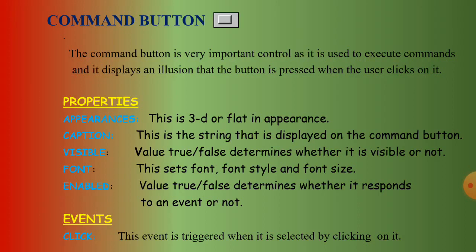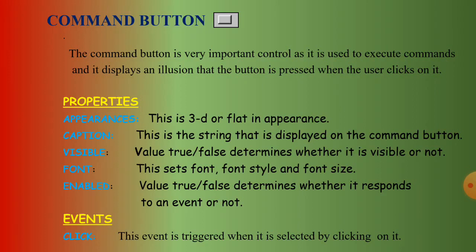So if you want to see the command button on the form designer window, then we must make it true. If you don't want to see the command button on the form window, we can make it false. Next, font. If you give any caption to that particular command button, we can change the font style and also the font size. That means we can increase the size of the font or we can decrease the size of the font. Next, enable. Its value will be true or false, whether it responds to an event or not.